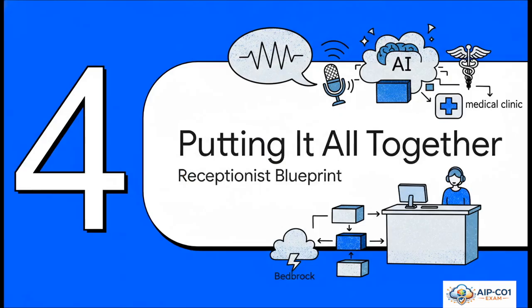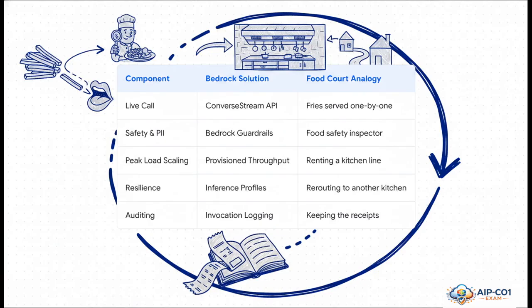Okay, we have covered a lot of individual concepts. So let's put it all together with a complete real-world blueprint, a voice-powered AI receptionist for a medical clinic. And this just shows how everything connects so perfectly. For the live call, we need low latency, so we use Converse Stream, our fries served one by one. For safety, we apply guardrails. That's our food inspector. To handle the peak lunchtime rush, we use provisioned throughput, renting that private kitchen line. And for auditing, we turn on logging, which is just like keeping all the receipts. It all maps back perfectly.